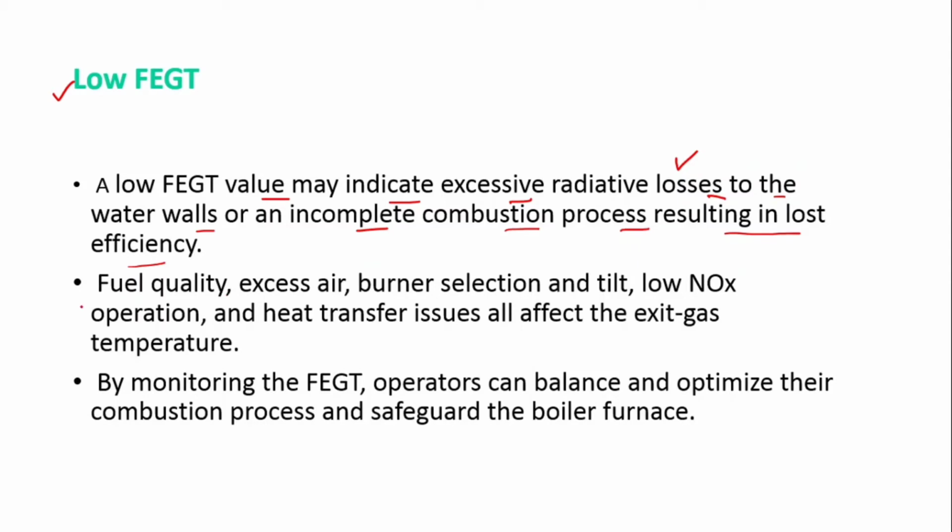So there are certain causes for that. Fuel quality, excess air, burner selection, tilt, low NOx operation and heat transfer issues all affect the exit gas temperature. By tuning all these things we can maintain the exit gas temperature in the required limit. By monitoring FEGT, the operator can balance and optimize the combustion process and safeguard the boiler furnace. So this is the purpose of FEGT.